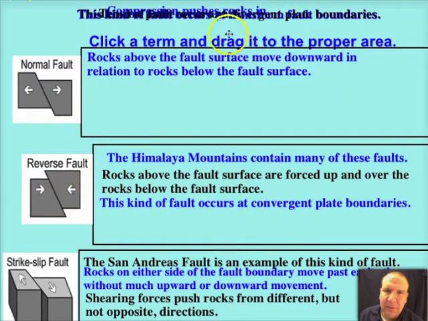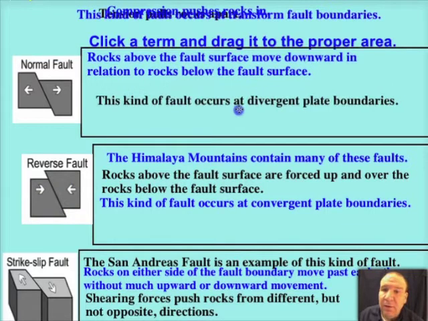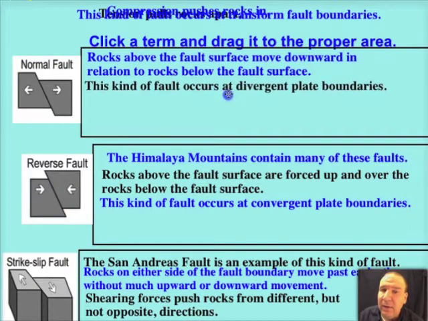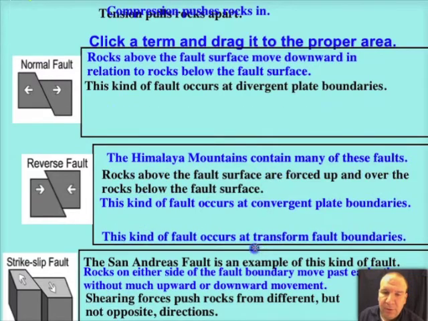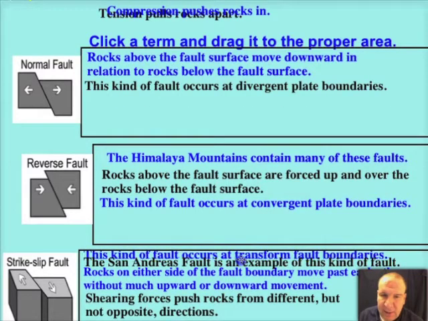Look at the arrows. This kind of fault occurs at divergent plate boundaries. Again, look at the arrows. And this is all from our plate tectonics unit, so there is a connection between the two units. This kind of fault occurs at transform fault boundaries. I'm going to slide this right up here.